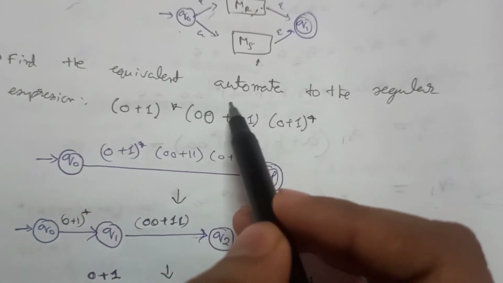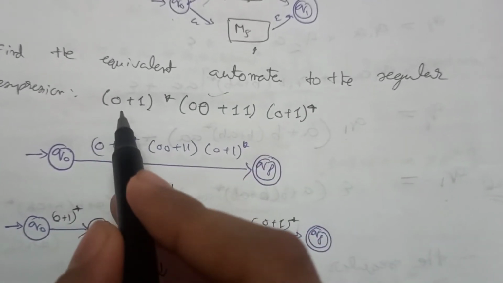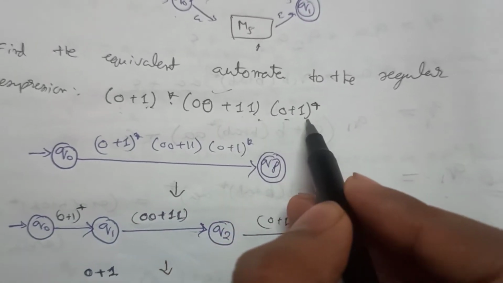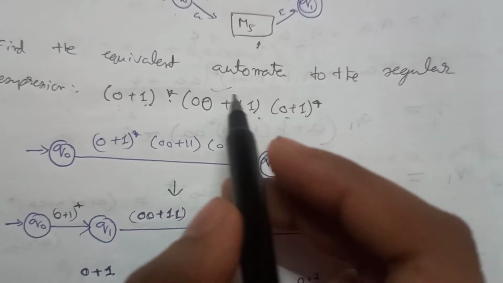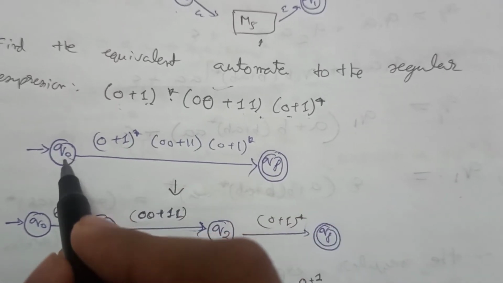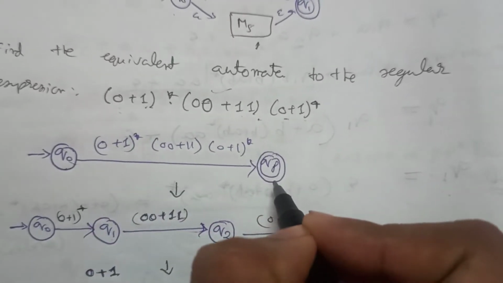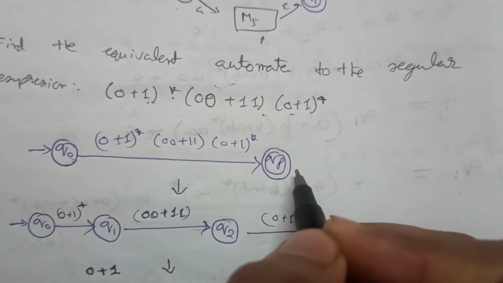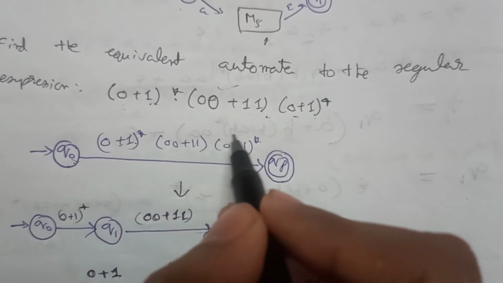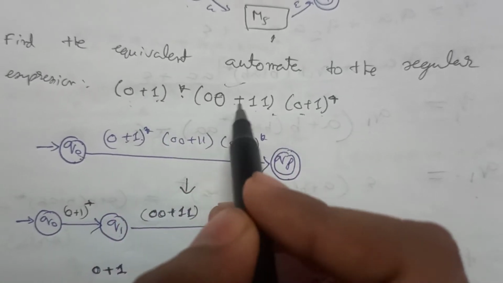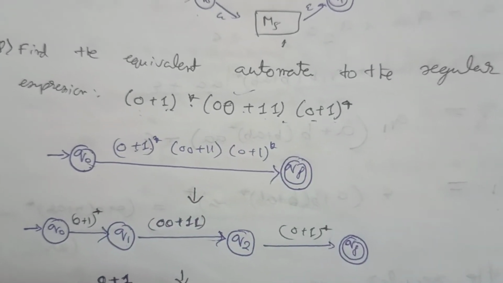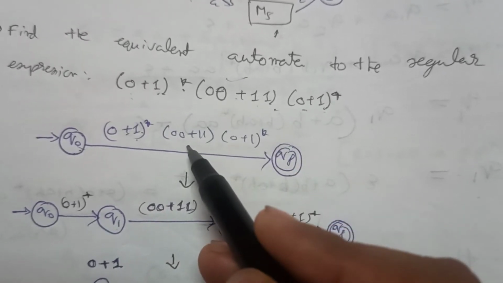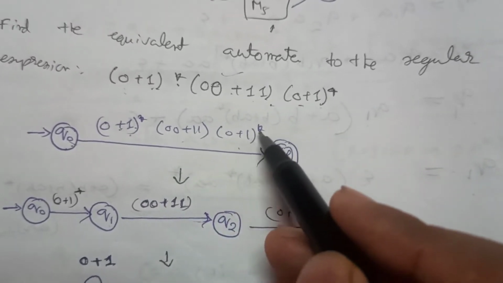Find the equivalent automata for the regular expression (0+1)* 0 0 + 1 1 (0+1)*. How to do that? First, I have an initial state and a final state, and this whole string leads me from the initial state to the final state. Now we will break this into three parts, because there are three different strings I can already see. One will be for (0+1)*, one for 00+11, and another for (0+1)*.